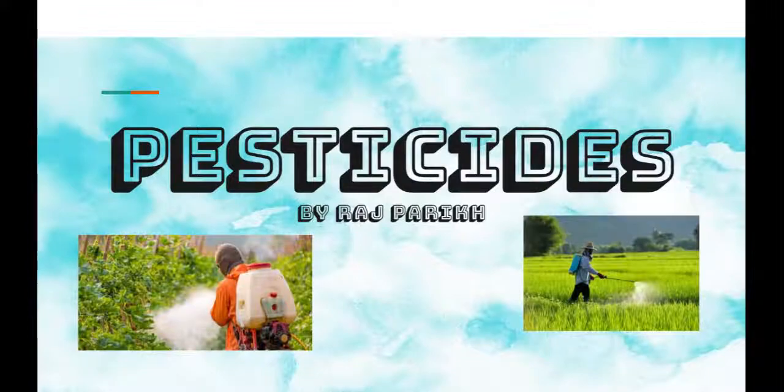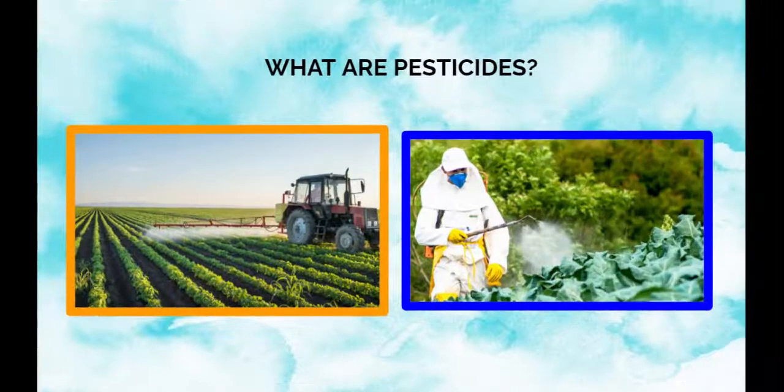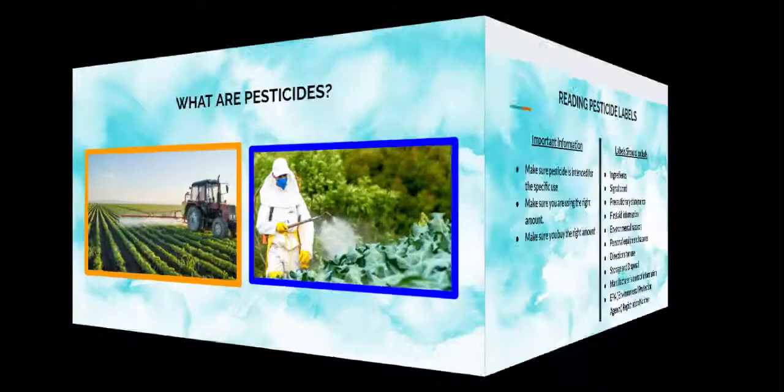Today I will be educating you about pesticides. Pesticides are chemical compounds that are used to kill pests, including insects, rodents, fungi, weeds, or unwanted plants.